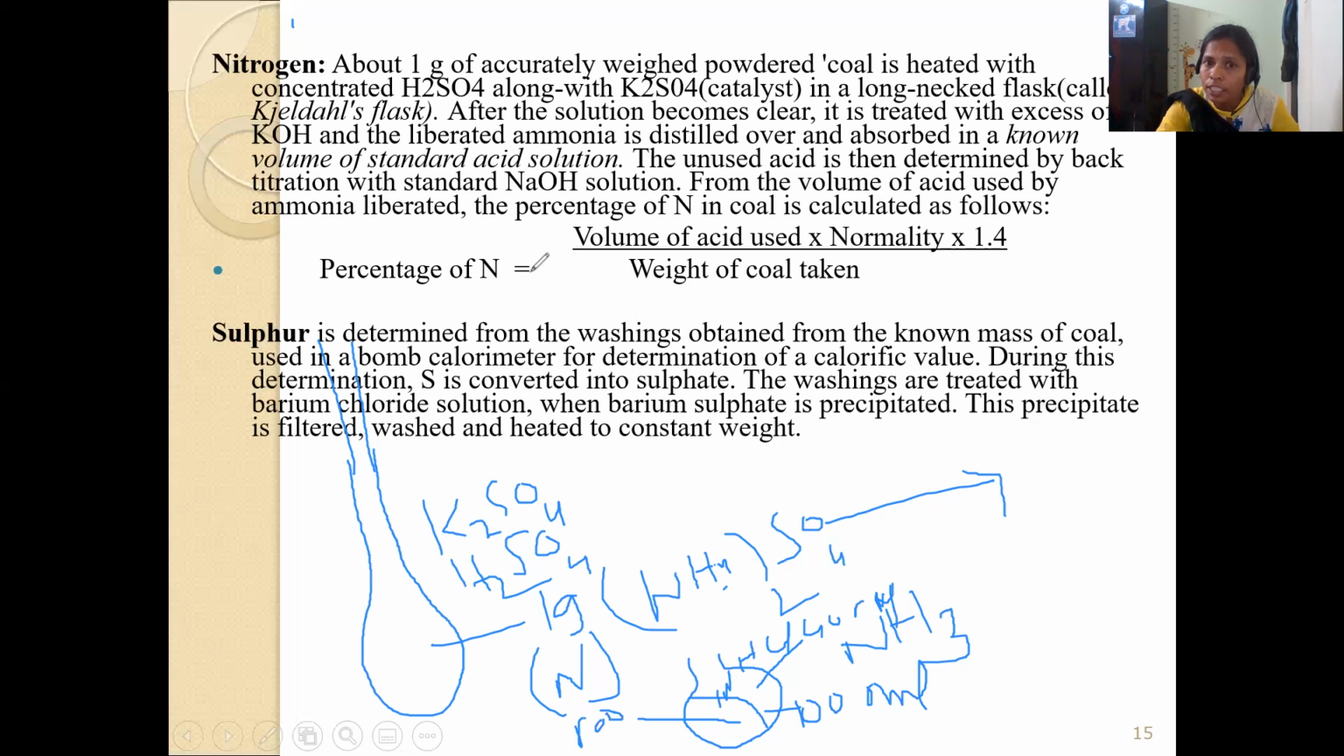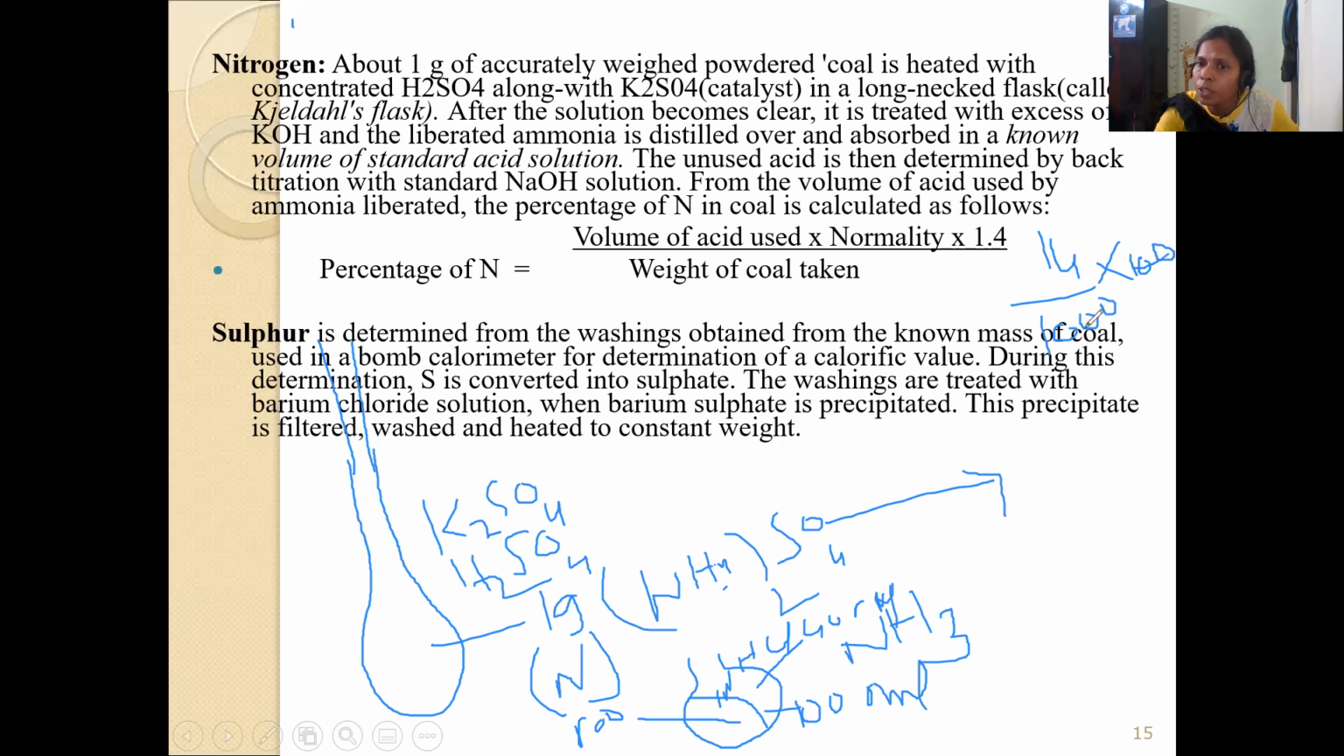So we have the formula for percentage of nitrogen: volume of acid used. How much is used? 600 ml. Volume of acid used divided by weight of coal sample taken, into normality. What is the normality here? 1 normal, into 14 divided by 1000. Yes, 14 divided by 1000, not 1.4. What is the 1000 here? 1000 is the total volume of acid. Finally, you will get 1.4 only. 14 divided by 1000, where 1000 is the total volume of acid, into 100, where 100 is for percentage.